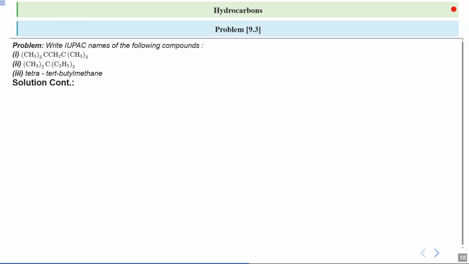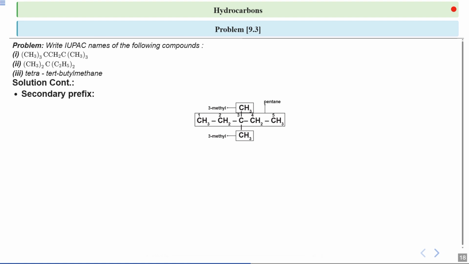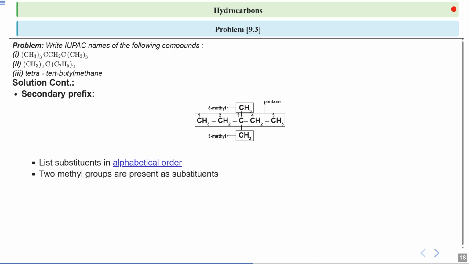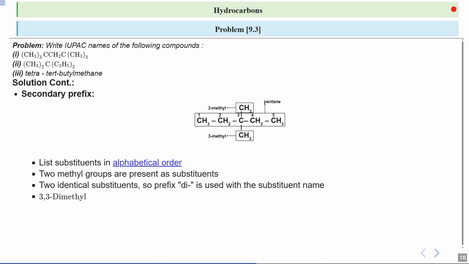Now that we have done the numbering, we can move on to the naming of the secondary prefix. You know very well that these 2 substituents present on the pentane chain are methyl, and they are present on the third position. We don't have to worry about alphabetical order because it is irrelevant with respect to 2 same names. Hence, 2 methyls are present as substituents. The 2 identical groups will be used with di. So di will be the prefix for this secondary prefix. Next, we get our secondary prefix as 3, 3 dash dimethyl.